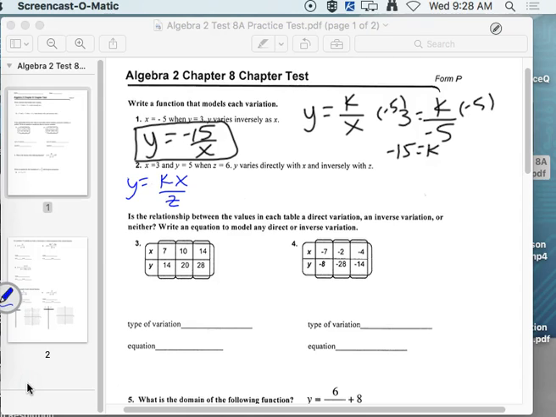How do we get k? Plug in the numbers. Well, 3 over 6 is a half. So how do we get k? Multiply by 2. Done? No. Plug it in.